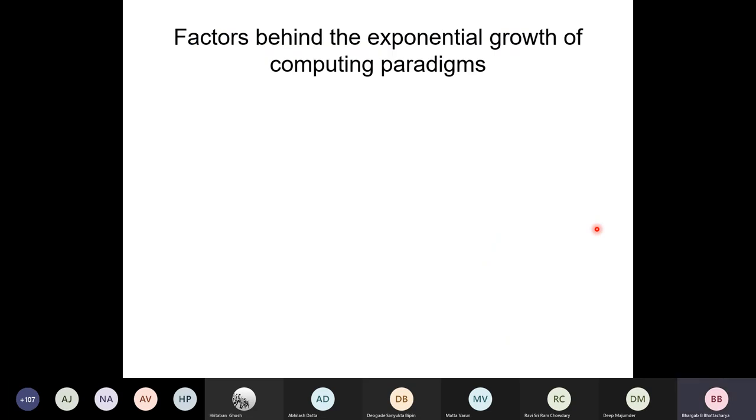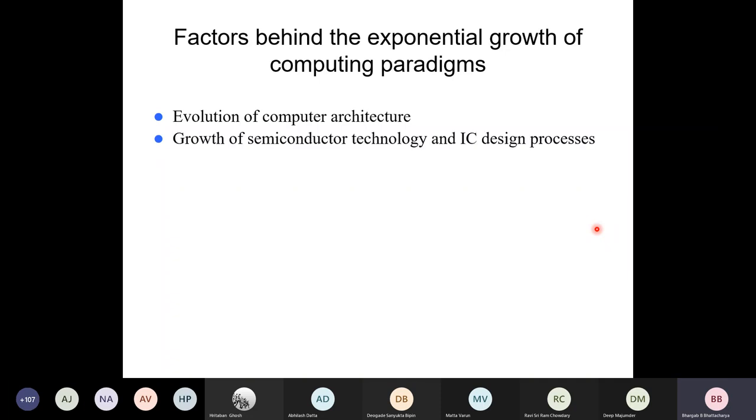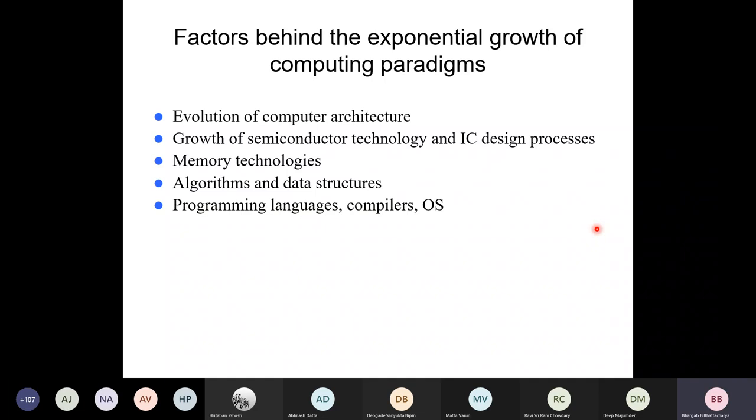So I have listed some factors which resulted in the exponential growth, the technology scaling of computing paradigms. Why do we experience this kind of technology scaling? Obviously, one thing is evolution of computer architecture. New concepts are coming up. Growth of semiconductor technology and the IC design fabrication process. Memory technology has advanced significantly. Algorithms and data structures play a very important role. Programming languages, development in compilers and OS.